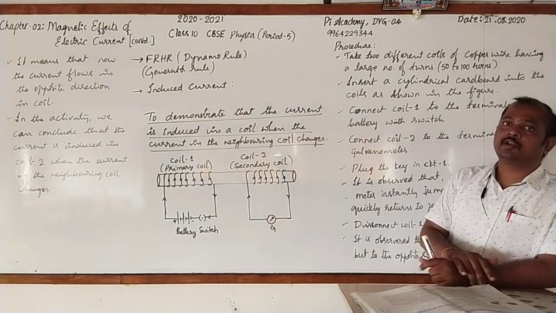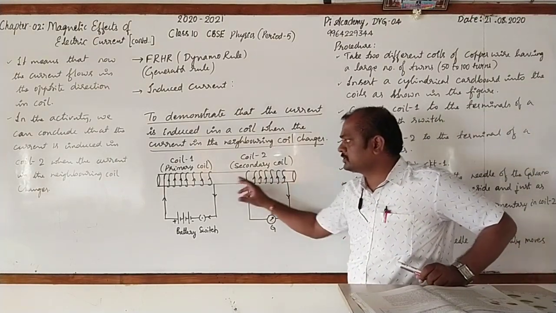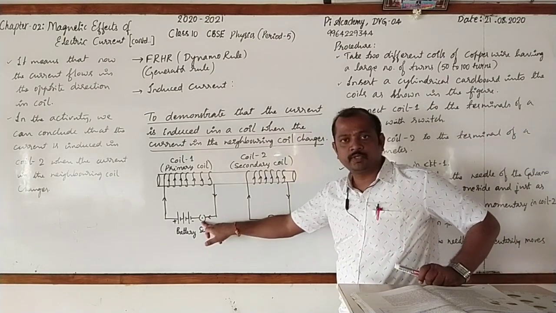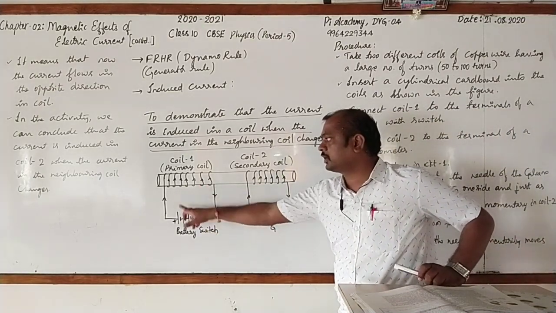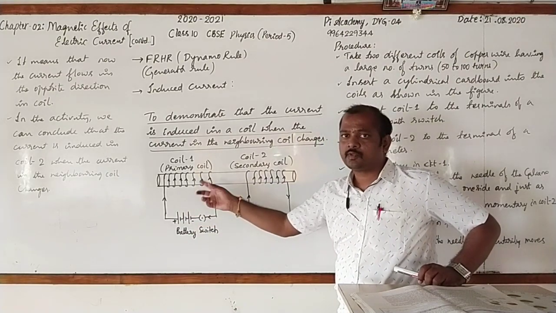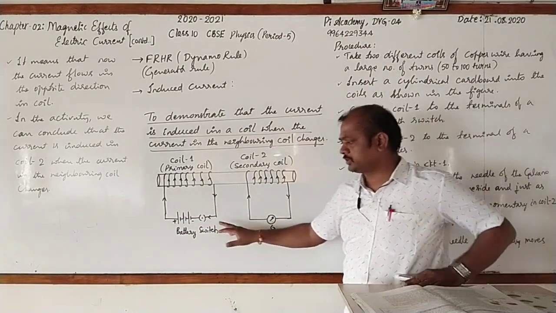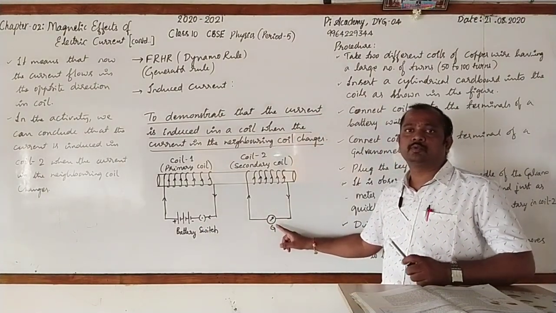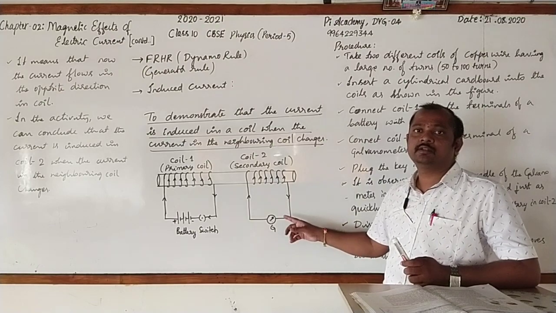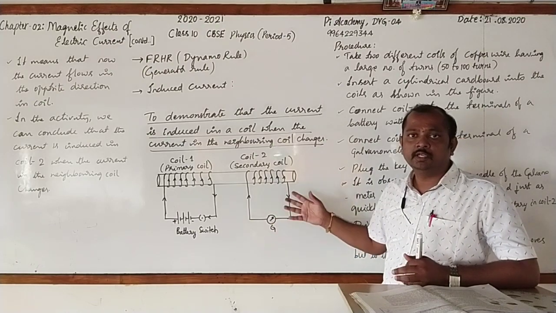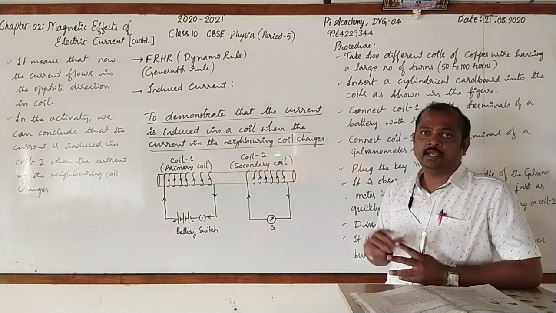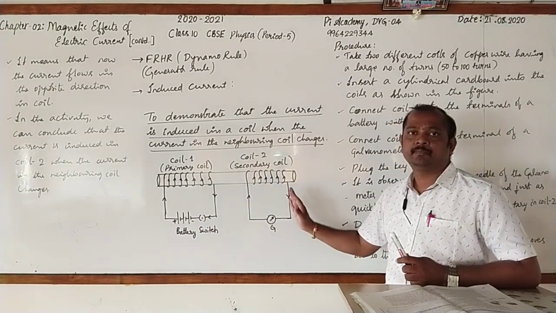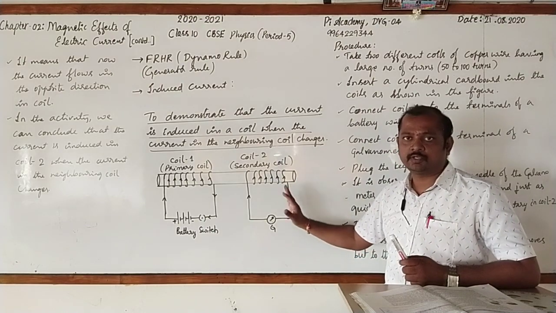Then you take a long cylindrical cardboard, and it is to be inserted into the coils. Then when you switch on the first coil, current flows and a magnetic field is developed around it. On observing the galvanometer, you can see a deflection in the needle. That means current is induced in the second coil, and immediately it comes to 0. That indicates the induced current is momentary, only temporary.